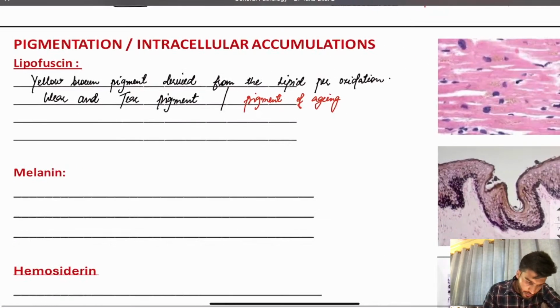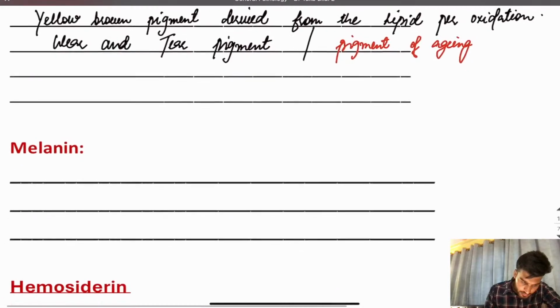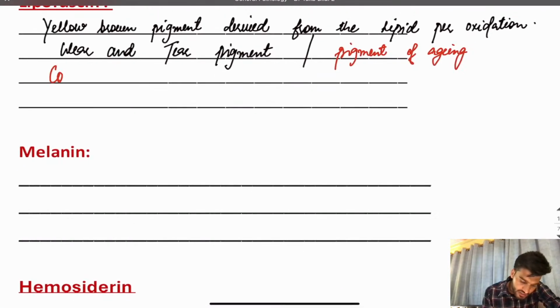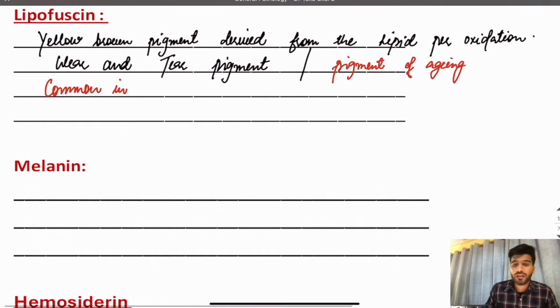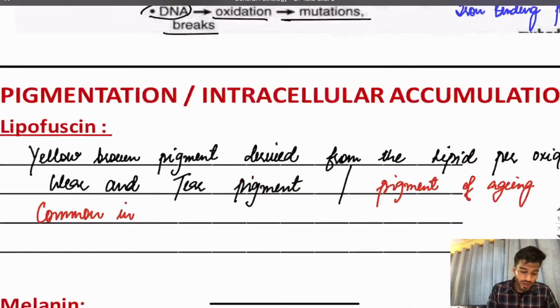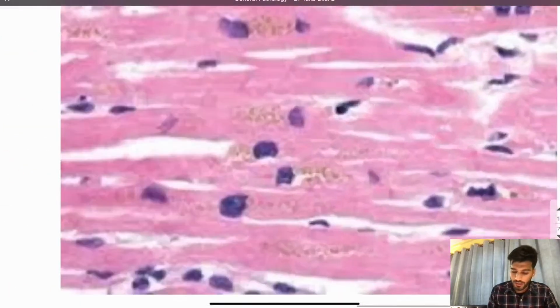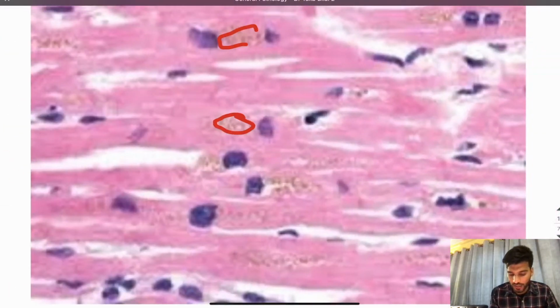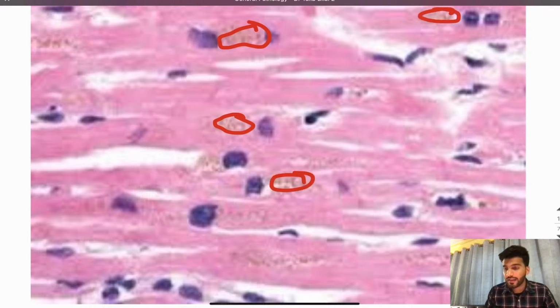It's common in aging cells. This pigment is common in aging cells and it is predominantly seen in the cells of the liver and heart. The FMG PYQ was asked: yellowish brown pigment seen in the heart cells or in the cells of the liver in an old age person. So what is your answer, guys? Which pigment? Lipofuscin. So here you can see yellow brown pigmentation seen in the cells of the liver and heart, common in aging, also called wear and tear pigment, lipofuscin.